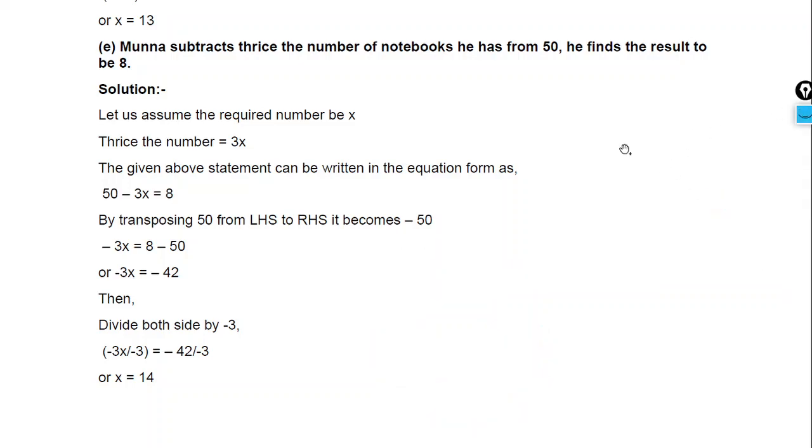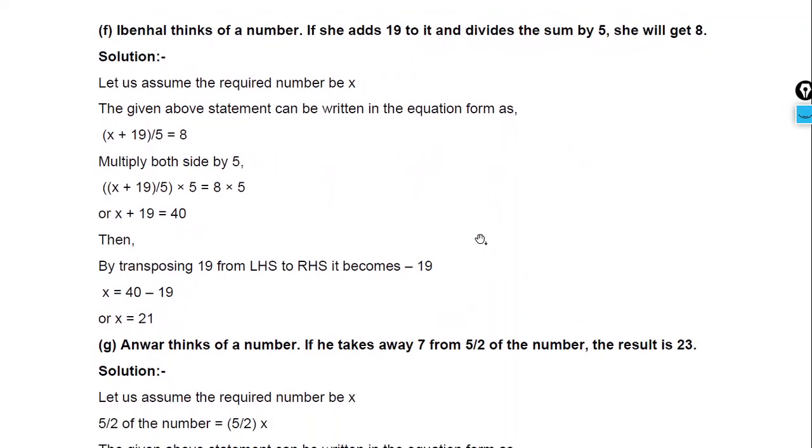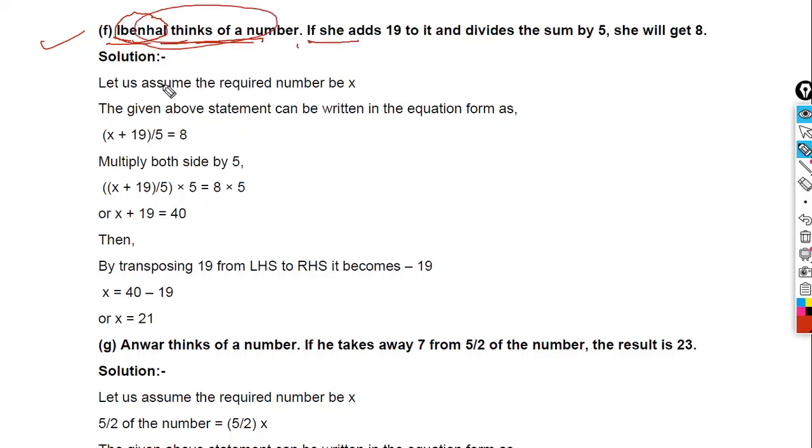Now again, F: Ebenhal thinks of a number. Ebenhal is a student, I suppose, a person. She thinks of a number. We don't know what the number is. Let the number be x. Let the required number be x.